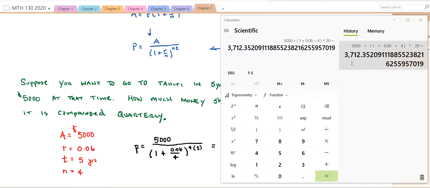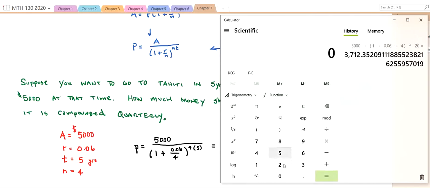And I get 3,712.35, and we'll round up to 36 cents that I need to start out with. So I have to deposit that in the bank, and I know if I just leave it alone at 6%, it'll grow to 5,000, and I'll be ready to go on vacation.